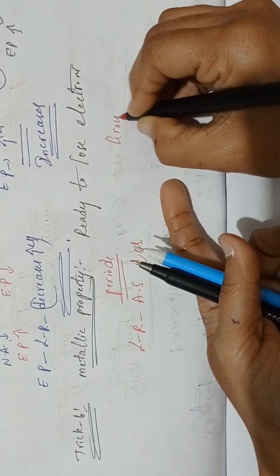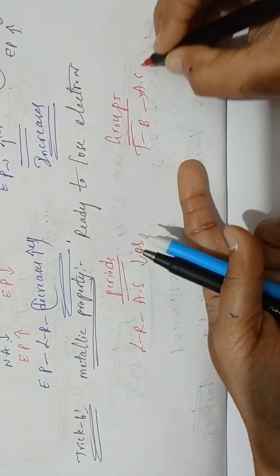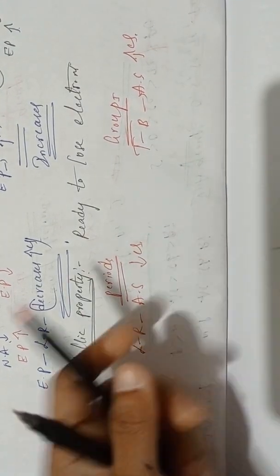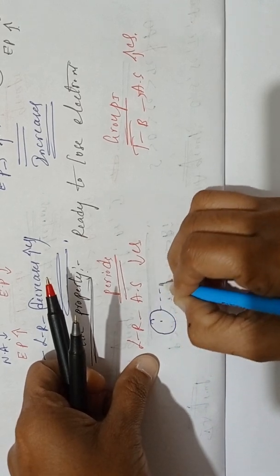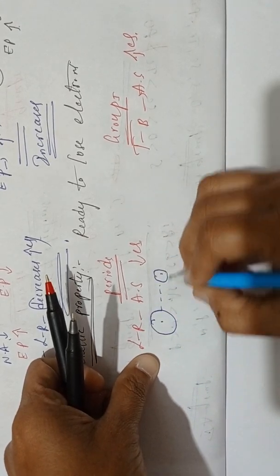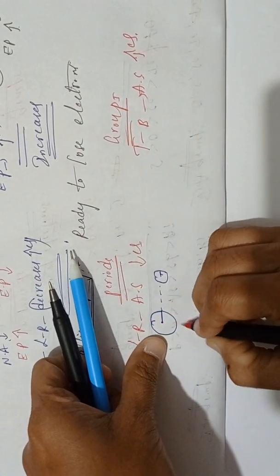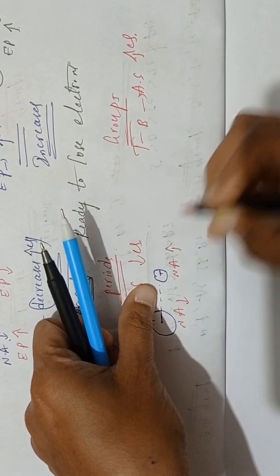Here in groups, so top to bottom, atomic size increases. Clear? Decreases means big to small. Atomic size big to small. Big to small means here what happened? Nuclear attractions. Here nuclear attractions less. Here nuclear attractions more. Okay.